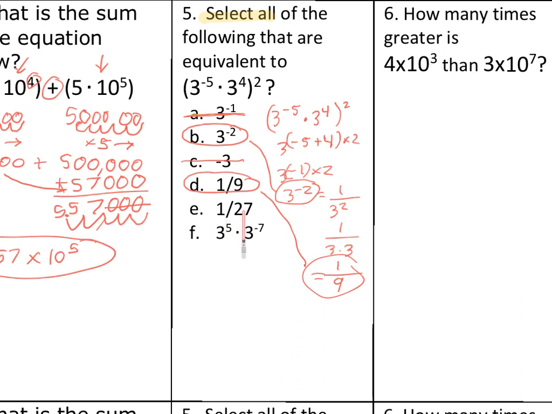E, 1 over 27. If I remember, I believe at no time did I ever have 1 over 27. So no, no, no, no. E is out. Never happened.